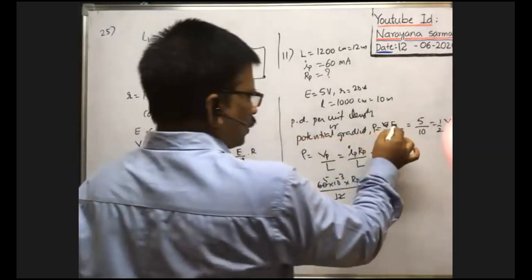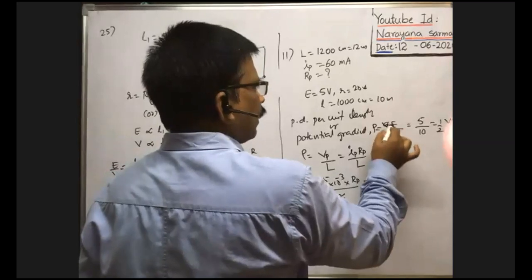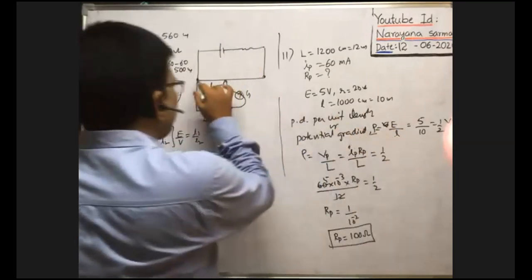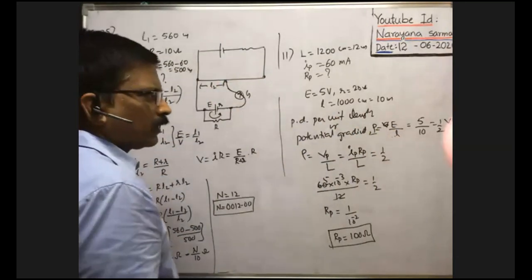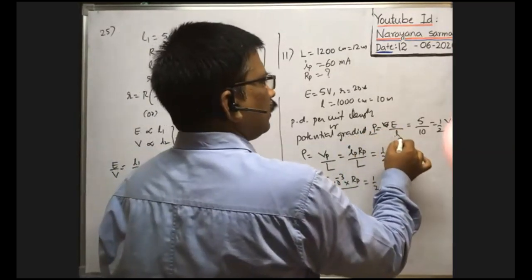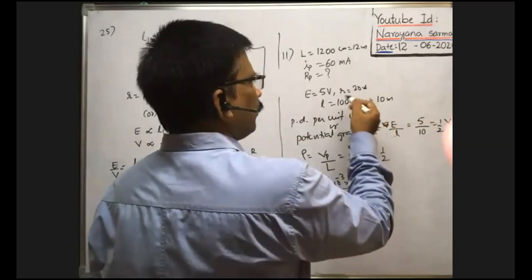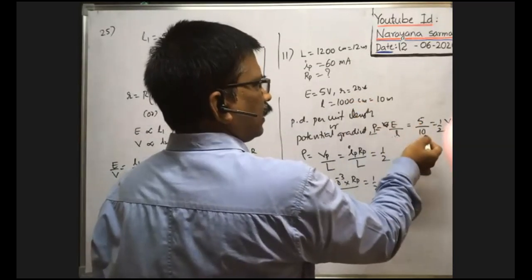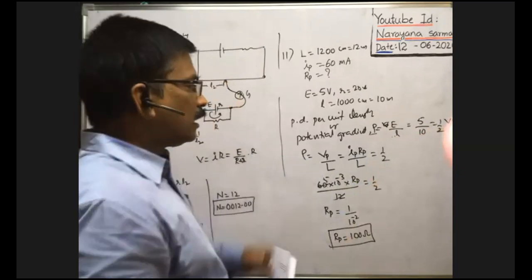Then what is the potential difference per unit length of the potentiometer wire? That is called the potential gradient. It is constant at every point in the potentiometer wire. That is the principle of working of the potentiometer also. That's why the potential gradient is equal to E by L, that is 5 by 10 meter in the SI system. So 1/2 volt per meter. That is the potential gradient.